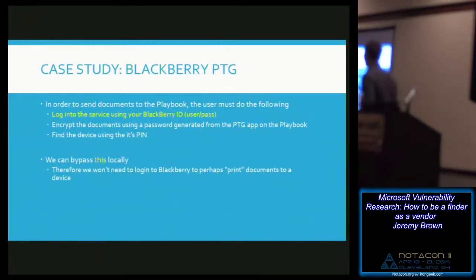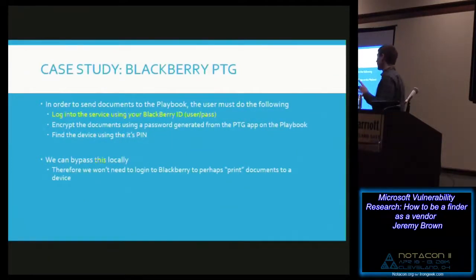In order to send documents to your PlayBook, you have to do the following: log into the service using your BlackBerry ID or credentials, encrypt the documents using your PIN-generated password from the Print-to-Go app on the PlayBook, and find a device using its PIN number. The first one, logging into the service, we can bypass. The actual bug was, well, we thought at first, that we could bypass this. But what can we actually achieve from that? Bypassing this means we won't have to log in, and we can theoretically print documents to a device.